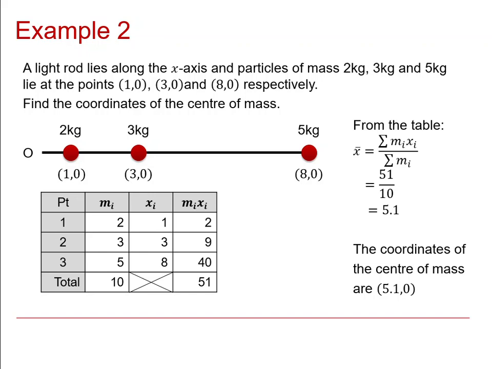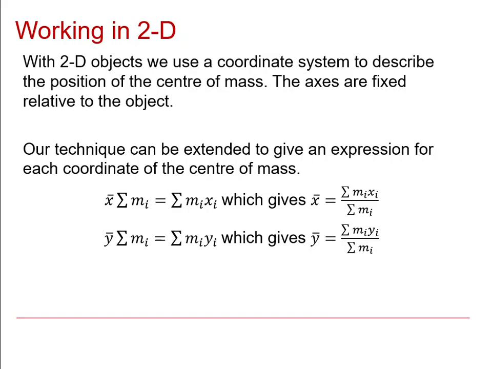So there's a slightly neater display of the calculations. It's dubious whether you need to write this out fully each time, because it's a common calculation, and it's obvious enough what you're doing to say that X bar is simply 51 over 10 next to the table. So the coordinates of the centre of mass, finally our answer in context is 5.10.